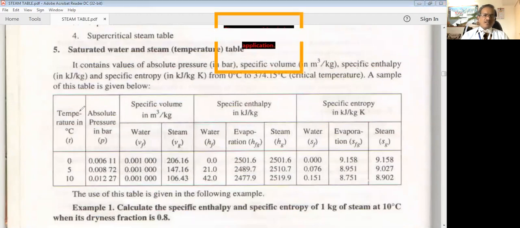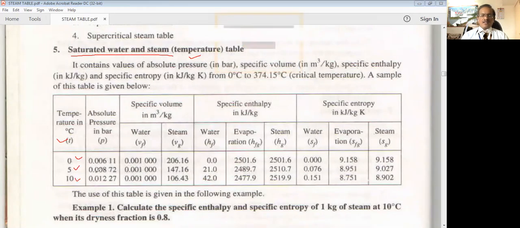Now you can see this is a simple saturated water and steam table, which is based on temperature. In the first column, you will see the temperature in degrees centigrade, for different values like 0, 5, and 10 degrees centigrade. The absolute pressure in bar is given in the second column. The specific volume in cubic meter per kg is denoted by Vf for the water and Vg for the steam. The values are given here corresponding to the different temperatures.